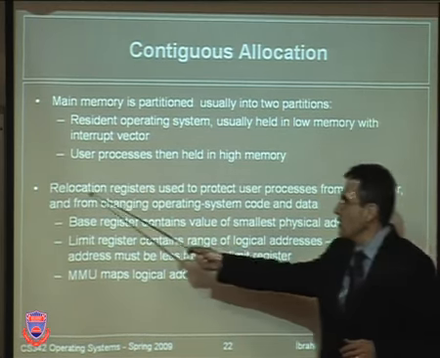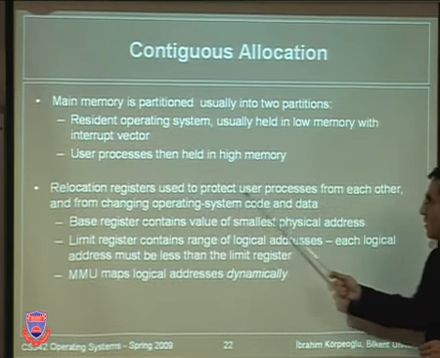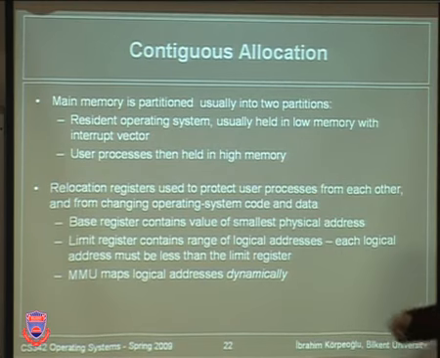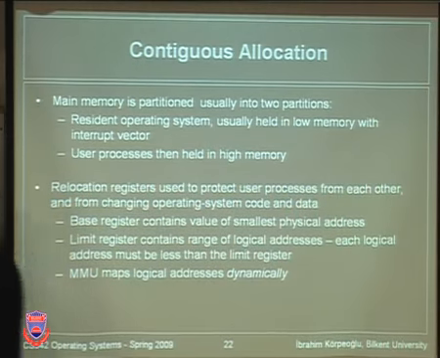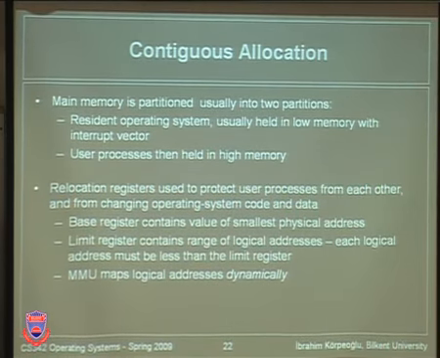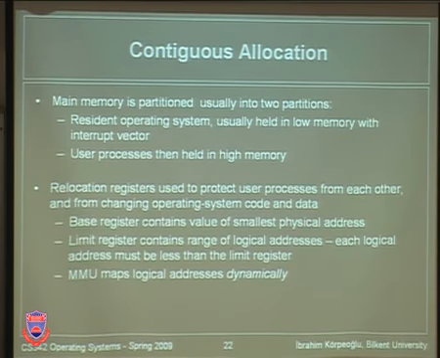And relocation and base registers can be used to protect user processes from each other and from changing operating system code and data. The base register will contain the value of the smallest physical address that the program is using, basically the start address of the program in physical memory. And the limit register will contain the range of logical addresses that the program may reference. Each logical address must be less than the limit register, and each logical address has to be added to the base register to obtain the physical address. The memory management unit does that addition, mapping the logical addresses dynamically to physical addresses.